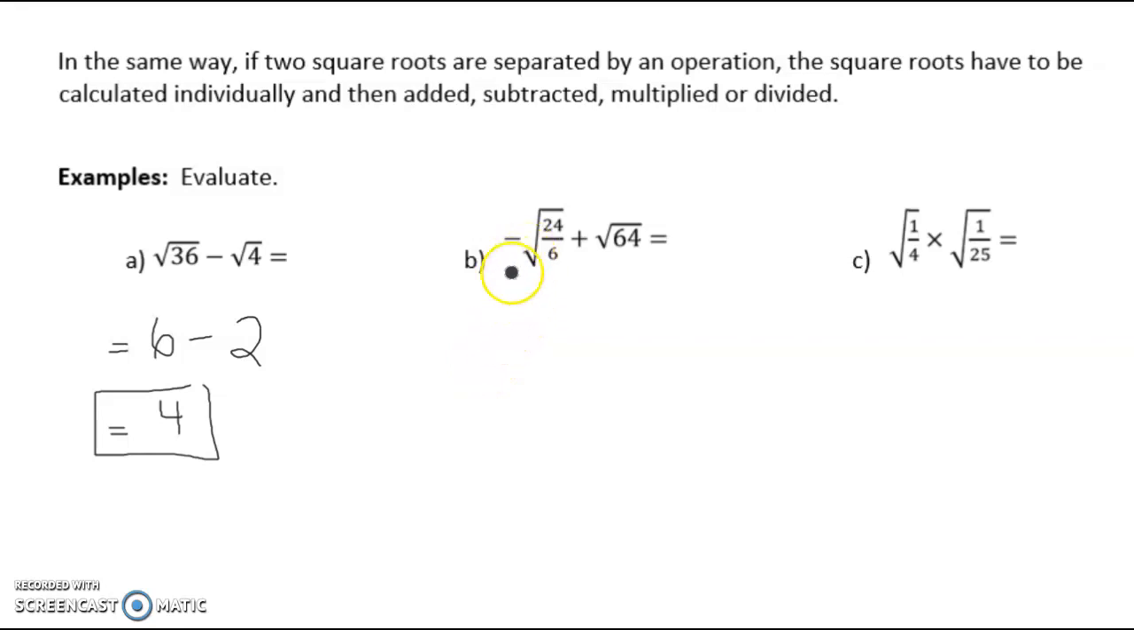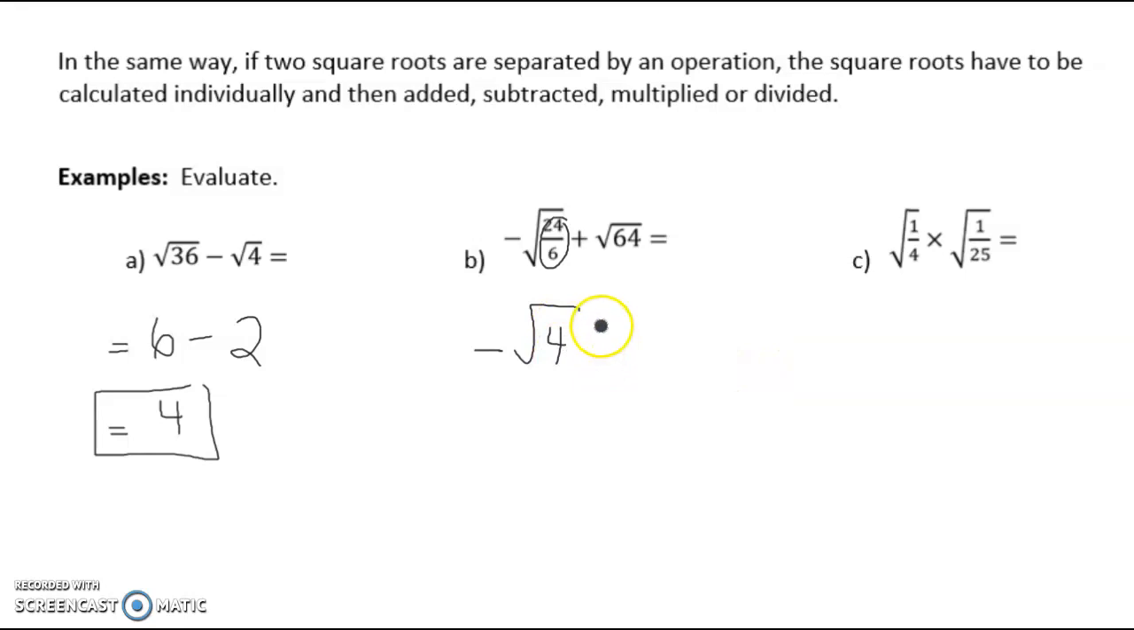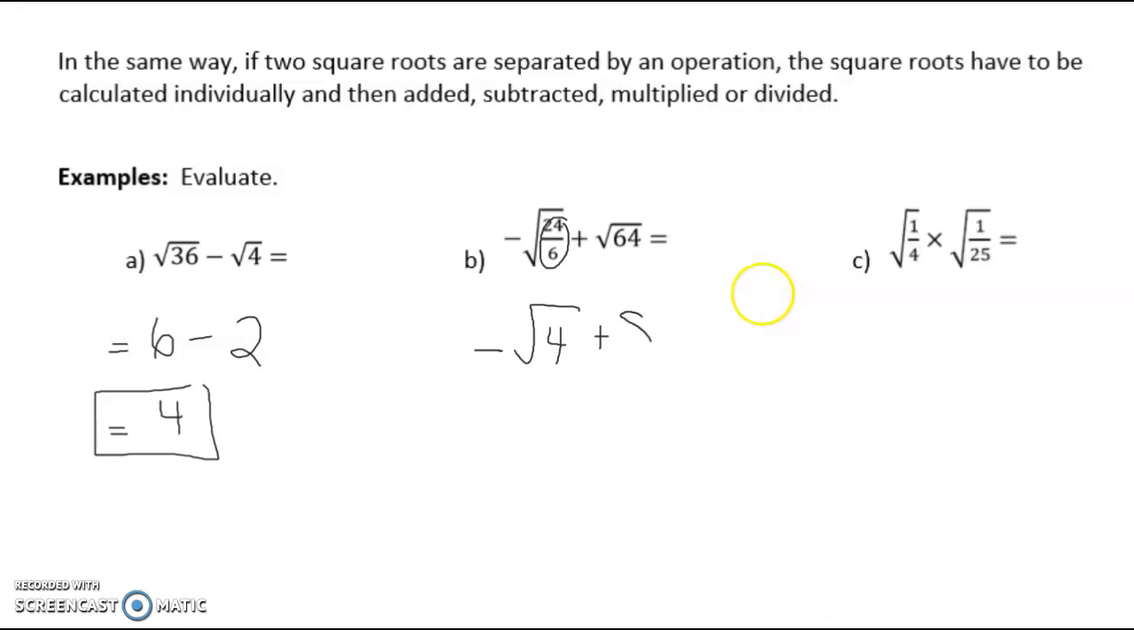Next one. Here we keep the negative out in front. Okay, so we have to figure out first what 24 divided by 6 is, right? So 24 divided by 6 gives us 4. Okay, and then we have to add the square root of 64. So the square root of 64 is 8.